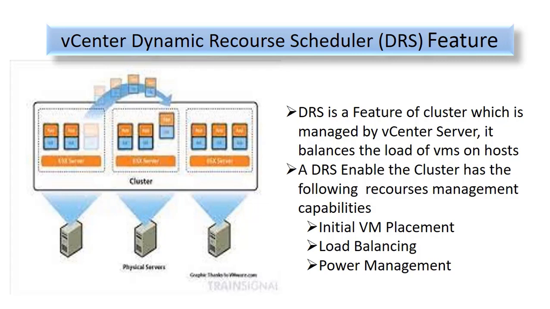A DRS-enabled cluster has the following resource management capabilities. Initial VM placement: if you create a new virtual machine, DRS will automatically place your new machine on a host which has enough resources. It also does load balancing, so it will move VMs from one host to another in order to balance the loads in a cluster.